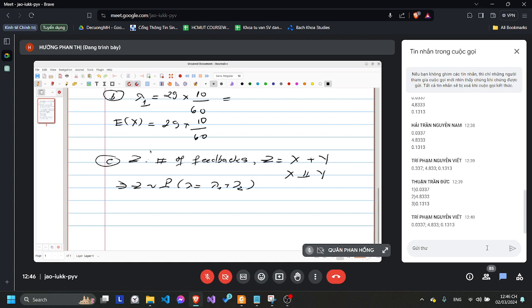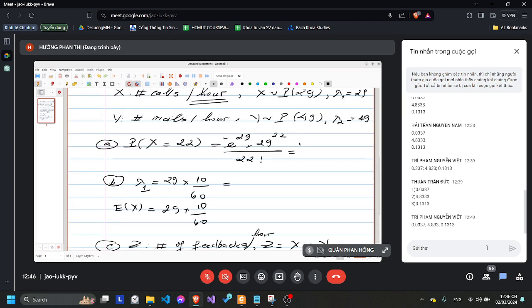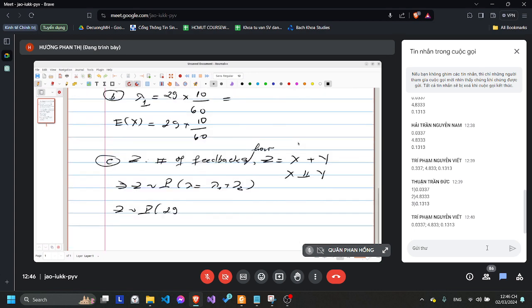Of course, using the same units. Okay, this is in units of hour. Sorry, I forgot, it is still in units of hour. So we have Z following a Poisson distribution with lambda 1 is 29 and lambda 2 is 49, right? Plus 49. Okay, so we have 78. So right, 78.